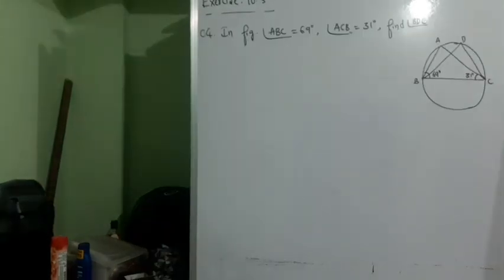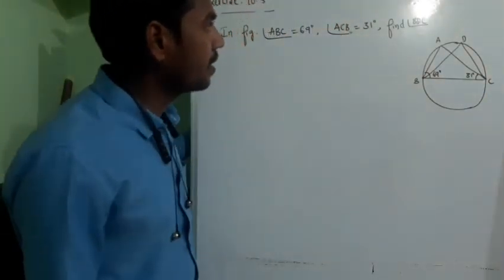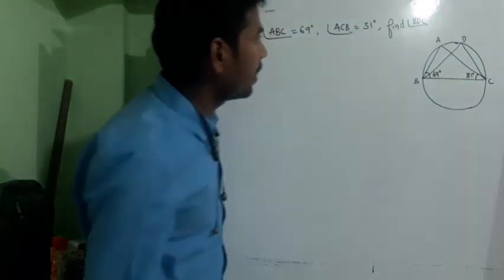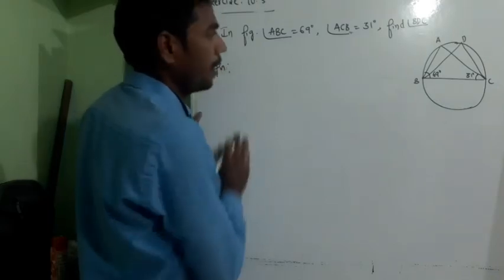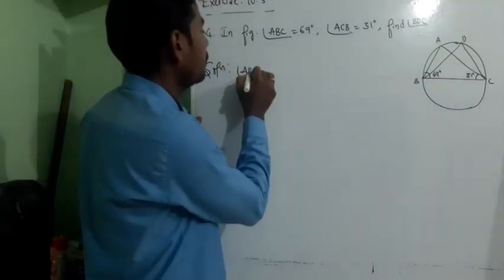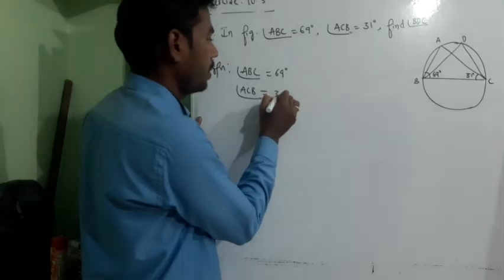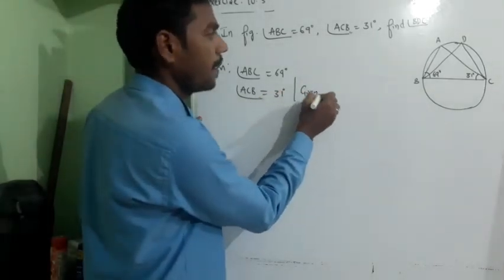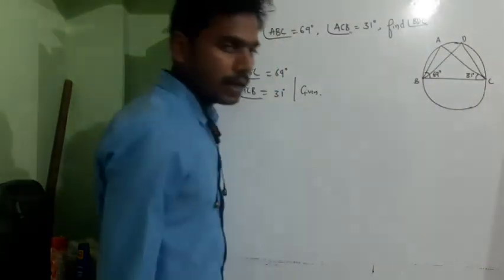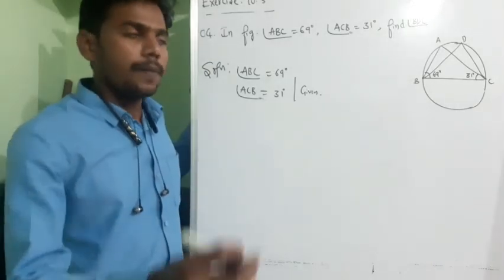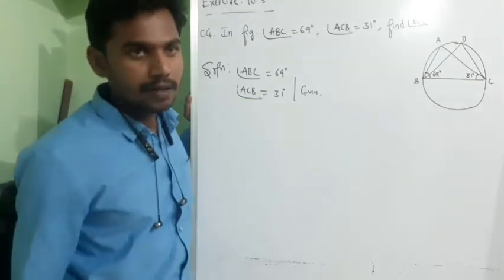Fourth question. In the figure, angle ABC is equal to 69 degree and angle ACB is equal to 31 degree. Find angle BDC. We'll write down angle ABC is equal to 69 degree, angle ACB is equal to 31 degree. It is given. If I know BAC, then BAC will be equal to BDC because the angles are in the same segment. Angles in the same segment are equal. We have studied that particular theorem.